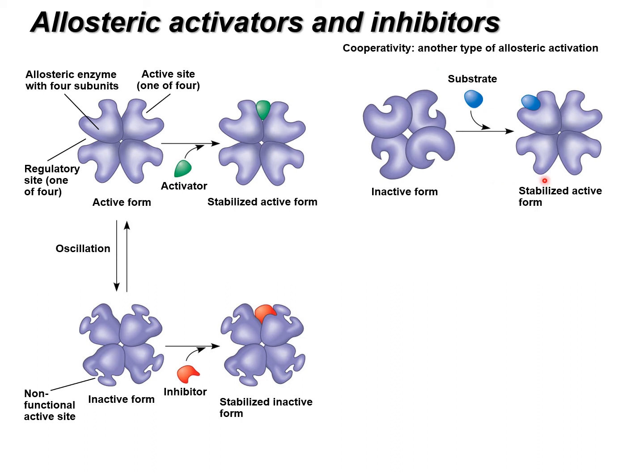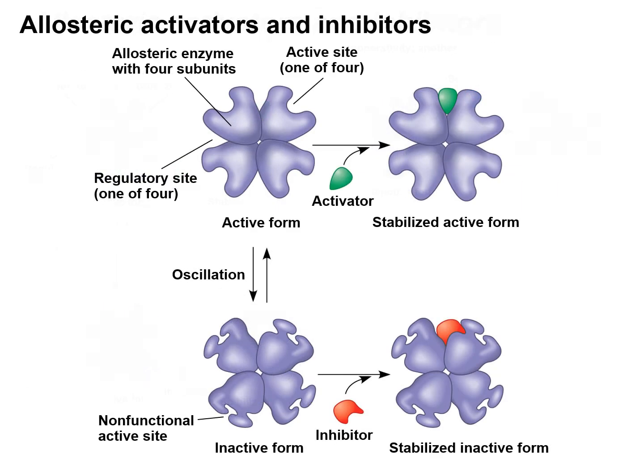And there are some other, more advanced examples of this, like cooperativity, where you bind one substrate and it makes the other sites more available, et cetera. But again, activators stabilize and make the enzyme more active. Inhibitors tend to make the enzyme less active.